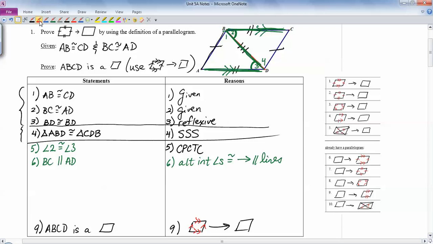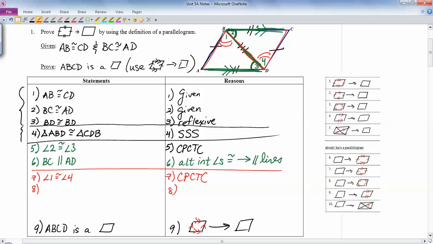Okay, now we're going to do the same sort of thing with angles 1 and 4 instead. So if I go with angle 1 and angle 4, angle 1 is congruent to angle 4. Well, the reason for that is, the two triangles are congruent, and angle 1 is between 1 tick mark and 3 tick marks. Angle 4 is between 1 tick mark and 3 tick marks. So they're corresponding parts of congruent triangles, so they're congruent.